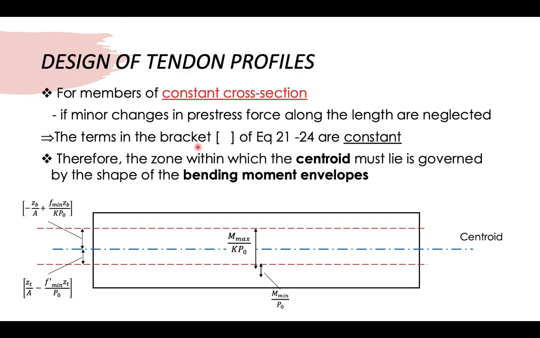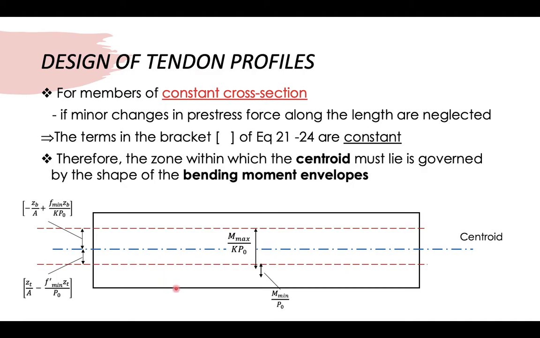For the tendon profiles, for members of constant cross section, where from the beginning to the end of our beam we have a constant cross section, if minor changes in the pre-stress force along the length are neglected, then the terms in the bracket of equations 21 to 24 are considered constant. It is constant because it does not depend on the value of the bending moment. Therefore the zone within which the centroid must lie is governed by the shape of the bending moment envelopes. We can see one example on this figure.